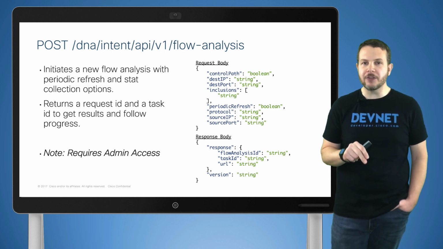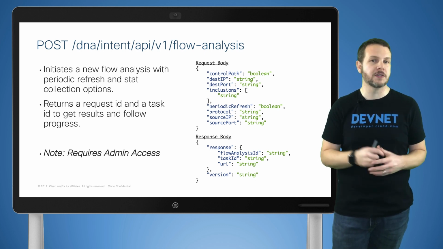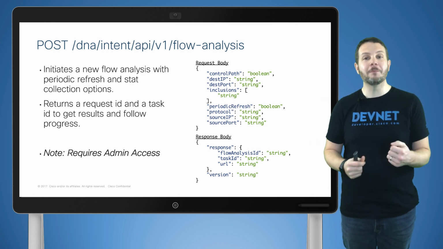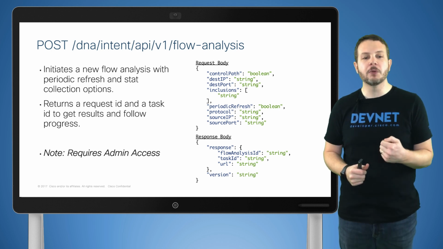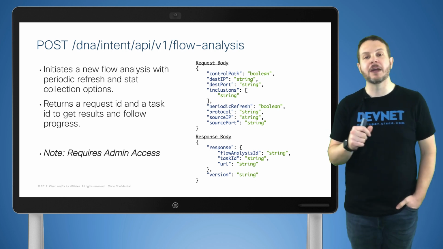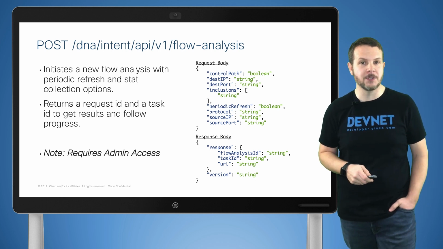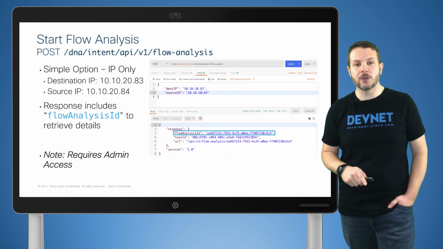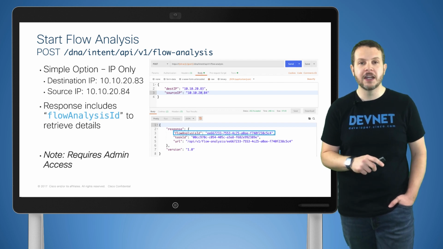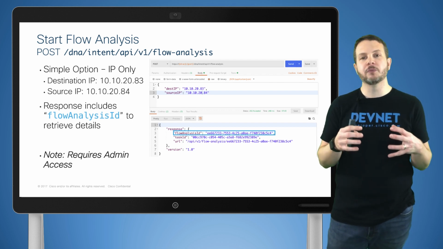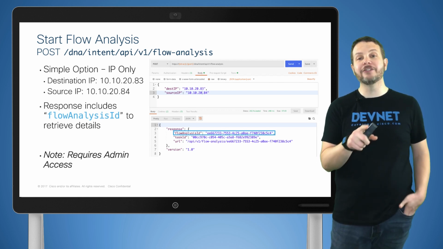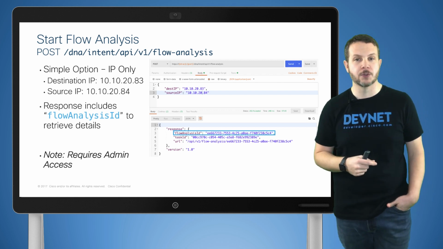Now, we use a POST request to initiate a flow analysis, and a flow analysis or path trace can take a while to complete across the environment. This is because there could be several different devices in that flow. And so what we get back in our response are not the results, but rather a flow analysis ID field that we use to get the results and work with this particular path trace operation. If we see this in action, once again, we're posting off to DNA intent API v1 flow analysis. And in our example, we're doing a very simple path trace, just providing a source and destination IP address. And we can see that flow analysis ID that's returned as it comes through.